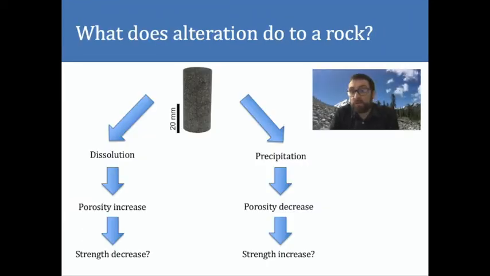Well, very broadly speaking, alteration could be split into two categories. Dissolution type alteration that increases porosity and decreases the strength of the rock, and precipitation type alteration that decreases porosity and increases the strength of the rock.